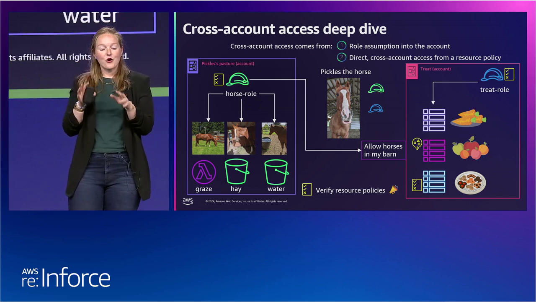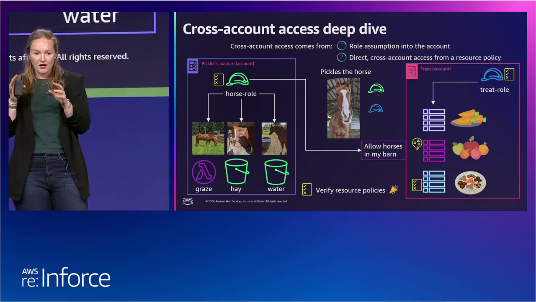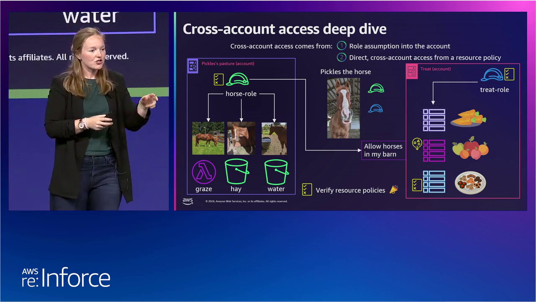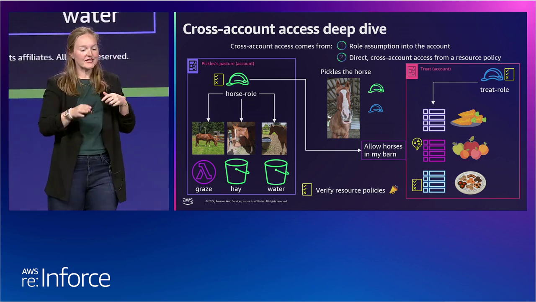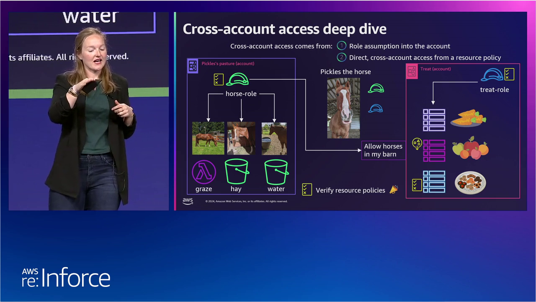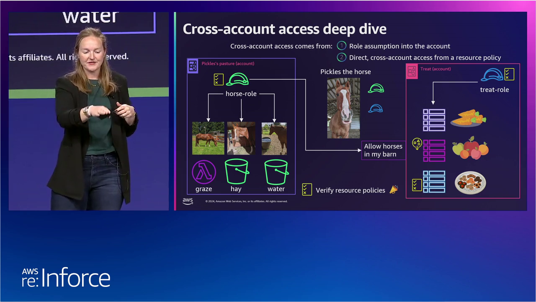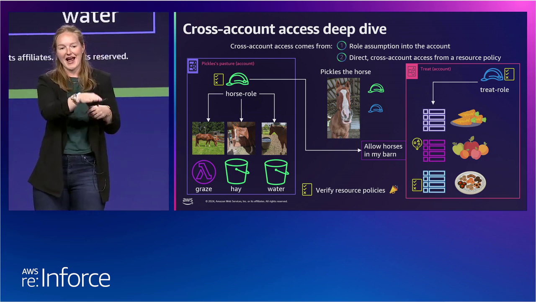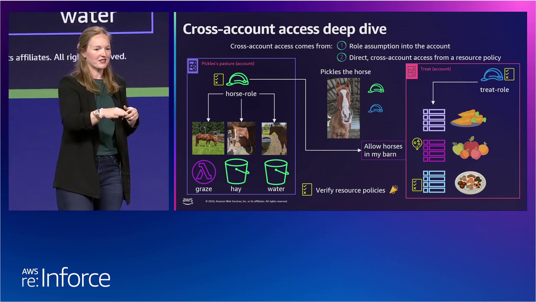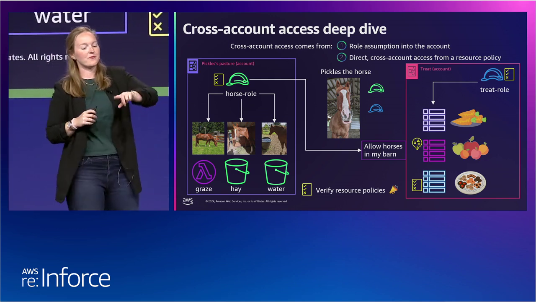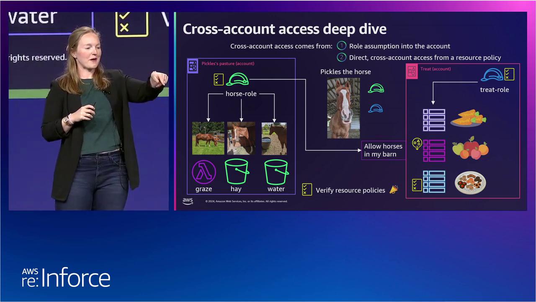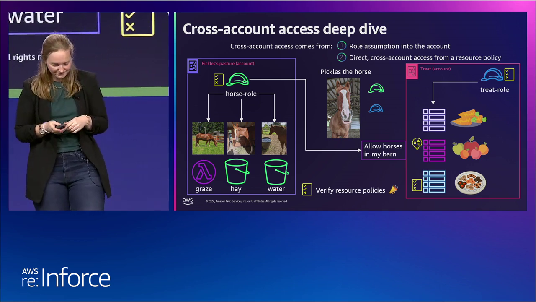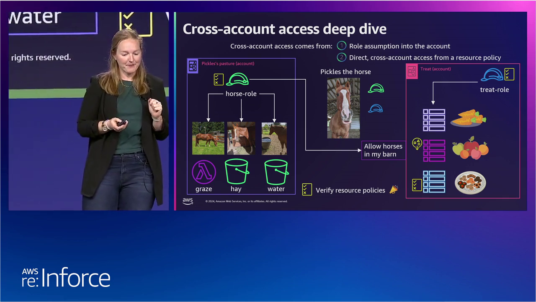Or those resources can have resource-based policies on them that grant direct cross-account access to identities. And so you can see in the treat account, the carrots and the apples, I'll go into the apples, the apples has a resource-based policy on it that says, allow horses in my barn access to this. This could be a bucket, this could be a DynamoDB table, right? And then if Pickles assumes the Pickles pasture, he will get access because let's assume these are both in the same organization. So that's how cross-account access happens.